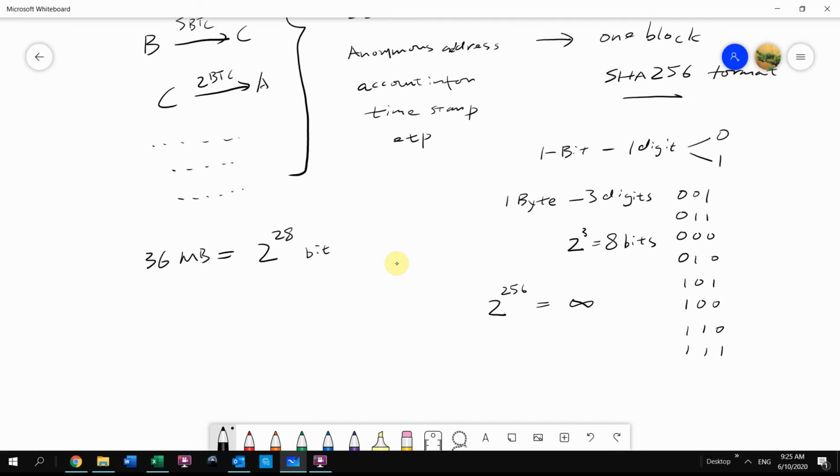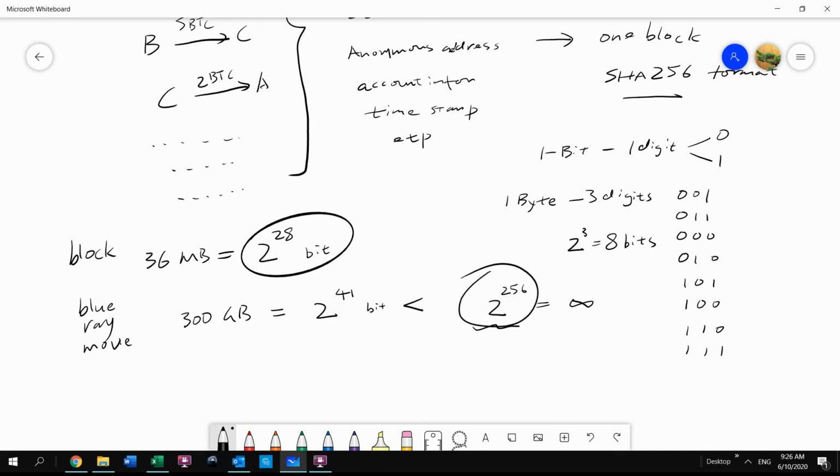And if you have a Blu-ray movie, and that movie can take a maximum of 300 gigabytes, and you think, wow, this must be a very, very big amount of data. Then the data size is 2 to the power of 41 bits, and still that's quite a lot less than the containing volume of this SHA-256 format. If you want to record a block of information with this much size into this format, it's just like you park a car in the entire continent of Africa. So there is ample space to put this information in a string of numbers.